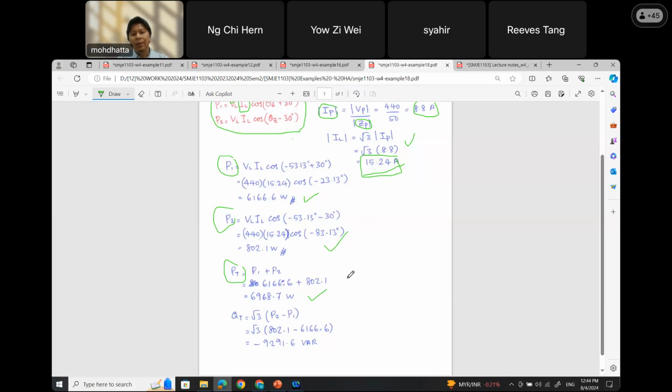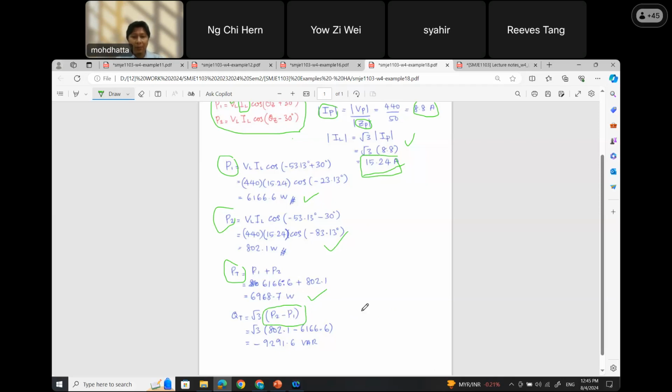And for the total reactive power, or three-phase reactive power, we have square root of 3 times P2 minus P1. Again, please remember it should always be P2 minus P1. You cannot do it as P1 minus P2. You will get it wrong.